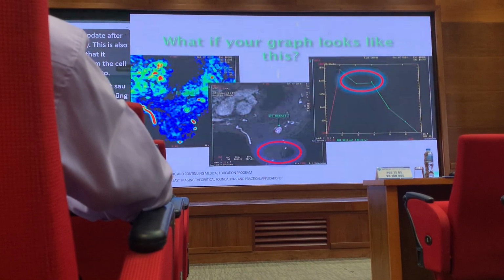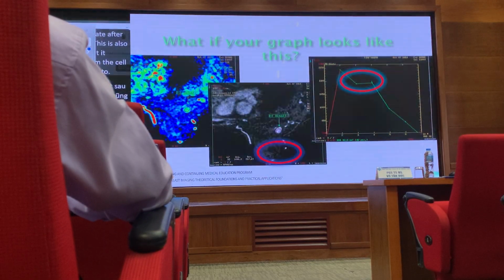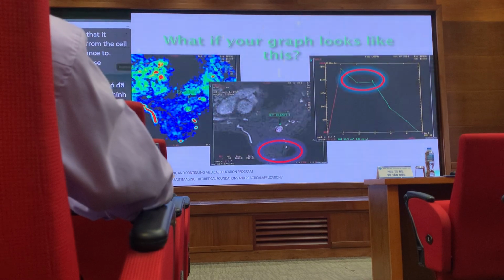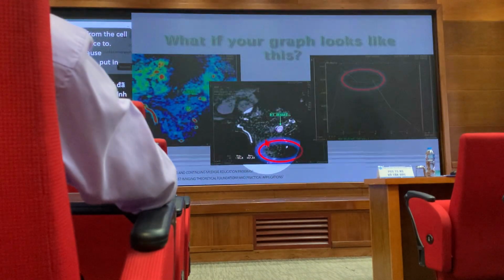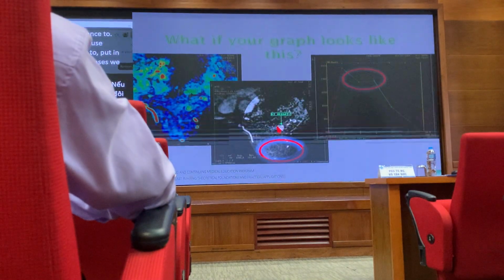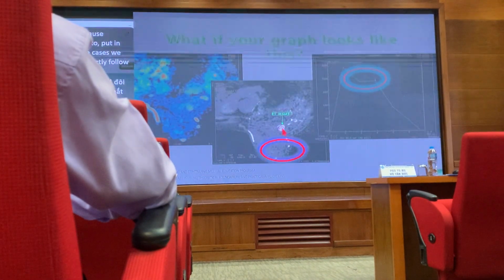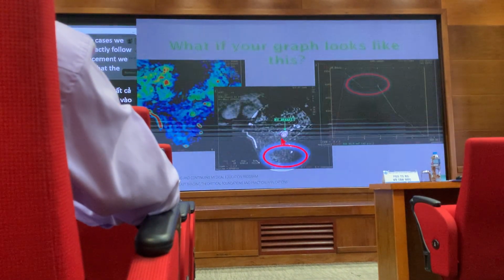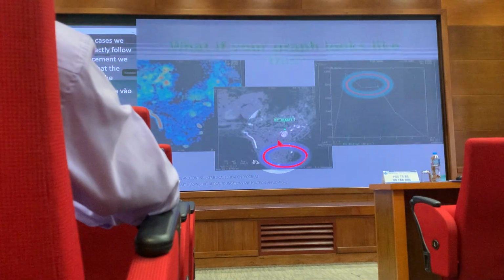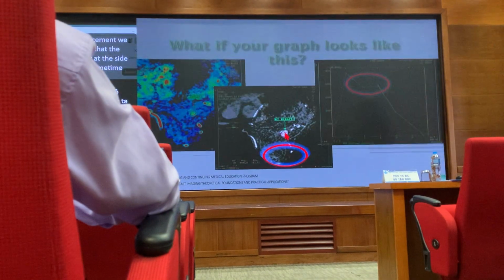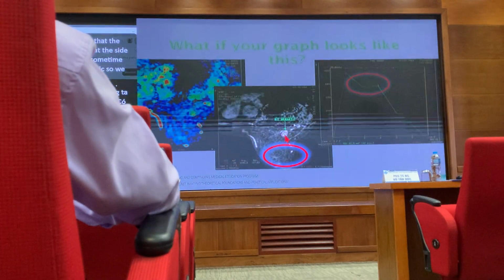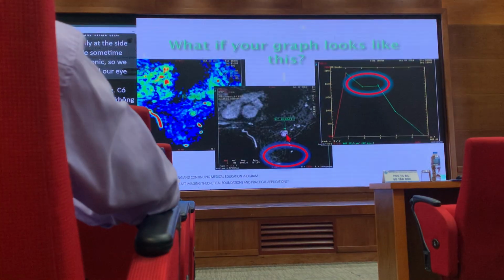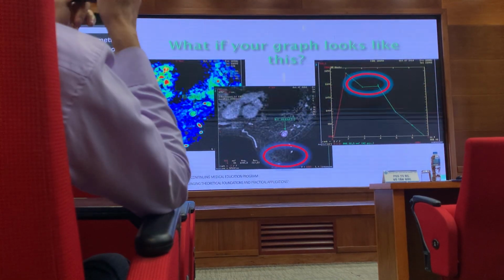Okay. What if you see this? Because sometimes when we want to put in the ROI, not all cases need the ROI to follow the whole lesion enhancement. We already know that the active CA cell is most likely at the side of it, not at the center. Sometimes the center becomes necrotic, so we may need to put a small ROI at the side of it, at the ring, so that you will get a very good graph.